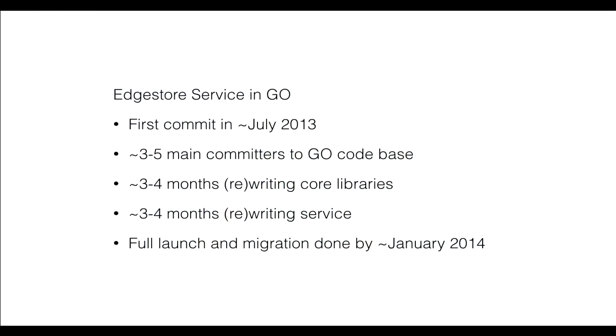So some numbers, and I put this slide in here because I think it gives a sense of how it went once we wrote this initial project. Around 3 to 5 of us were initially writing code, so we rewrote all our core libraries that we had internally, including our own RPC stack, our logging, monitoring, error reporting, and a bunch of other stuff. And then around 3 to 4 months to rewrite the library into a service. Since it was separated out, it was pretty easy to do. And we fully migrated the system in 6 months.